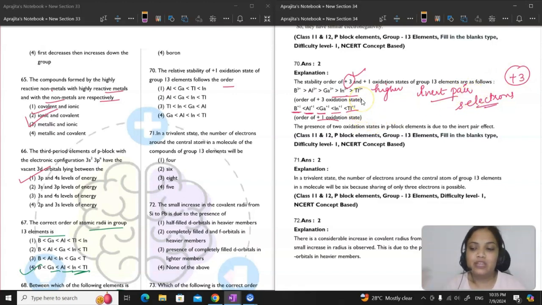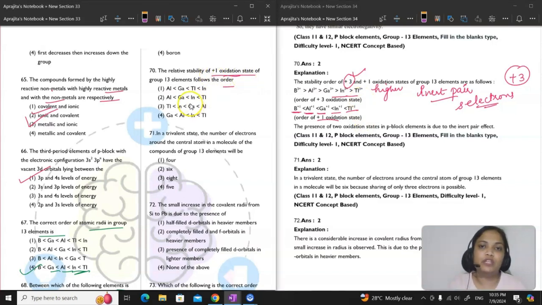So they can ask you any order, +1 or +3. In the question they have asked about +1 oxidation state. So it is increasing from aluminium to gallium to indium to thallium. So yes, the answer is going to be option number 2.